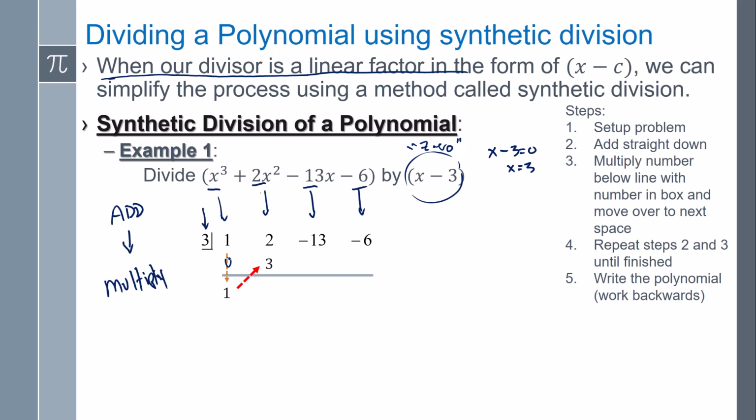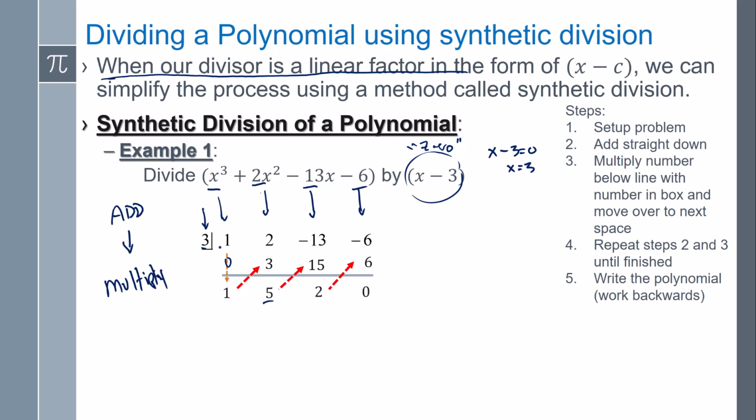Add straight down. 2 plus 3, 5. Then we multiply. So 5 times 3, that gives me 15. We put it in the next spot. And then we add straight down. Negative 13 plus 15 is 2. And then we multiply. 2 times 3 is 6. You add straight down. Okay, so now we have divided. The dividing part is done.